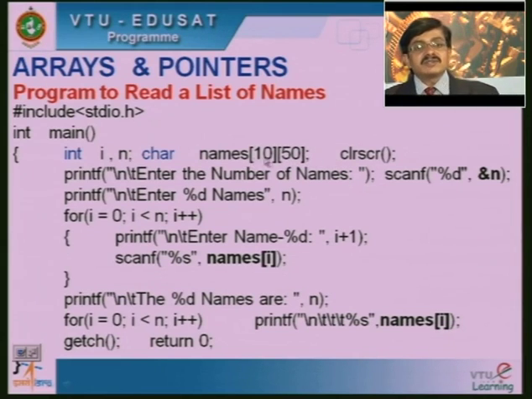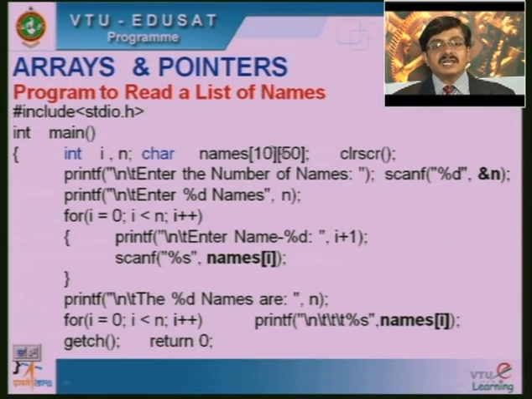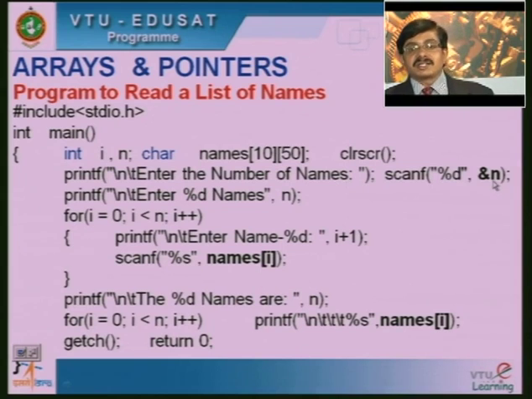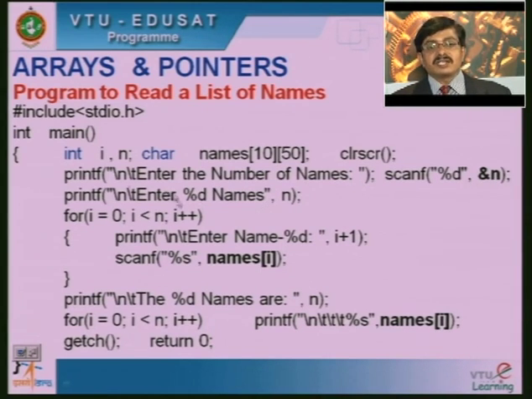So here, names of 10 50. 10 is the rows and 50 is the columns there. But anyhow, before I start reading the names, we must ask the user to enter the number of names. So here we ask: enter the number of names, scanf %d, &n. Then after reading the n number of names, we display the message: enter n names.